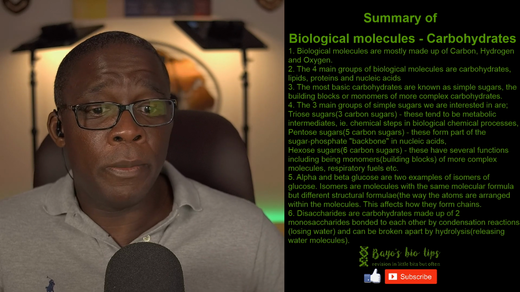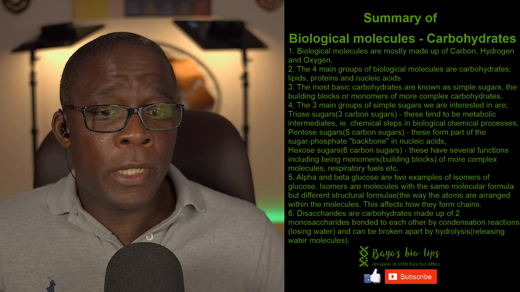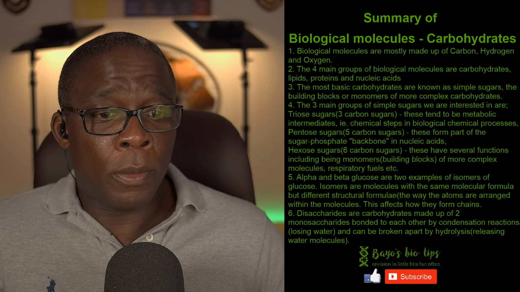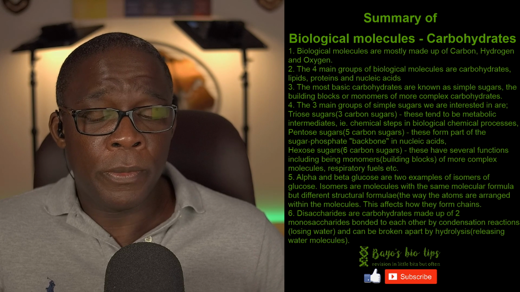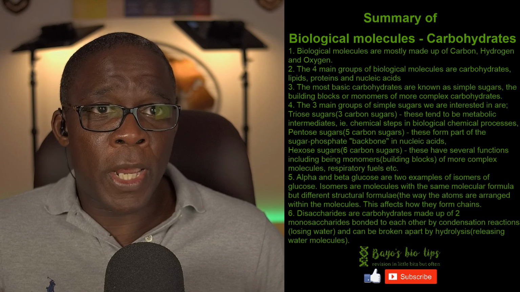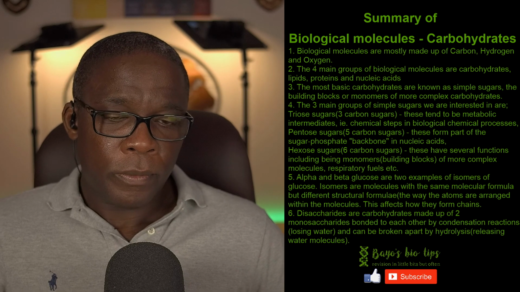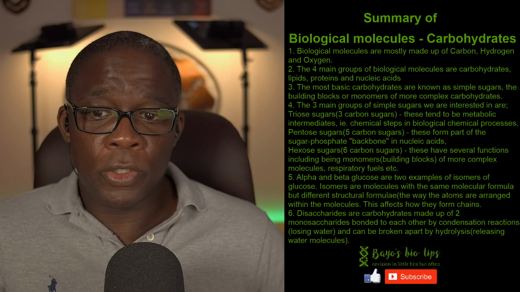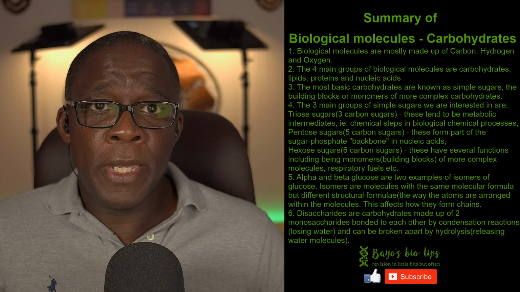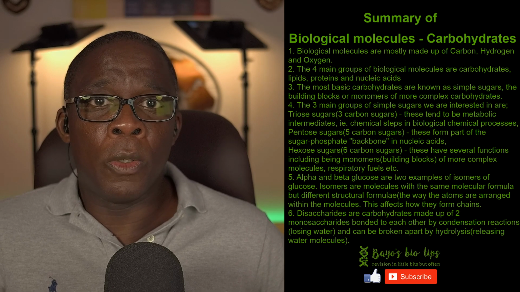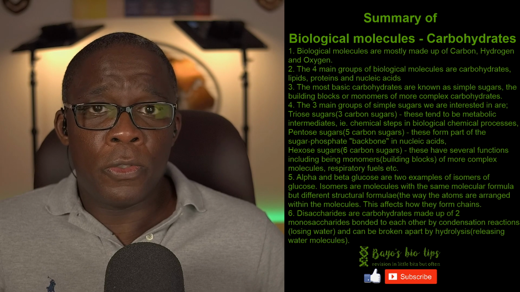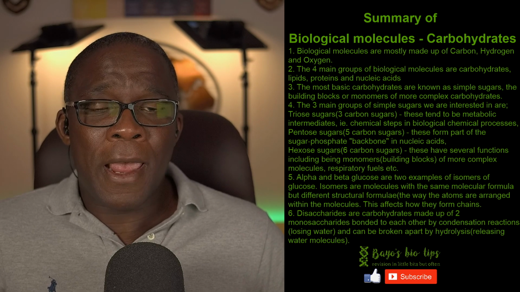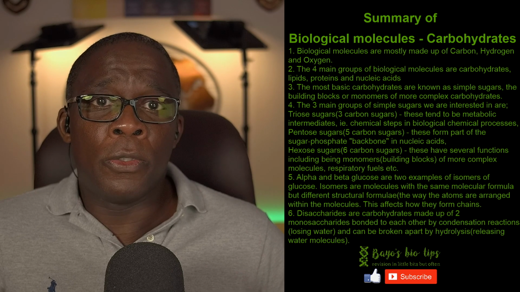And then finally, we looked at disaccharides of carbohydrates, which are made up of two monosaccharides bonded to each other. And we talked about the two different reactions involved there. You can have condensation reactions, which involve making a bond by losing a water molecule. And then you can break those bonds by reversing the process and adding a water molecule across the bond to bring about hydrolysis.